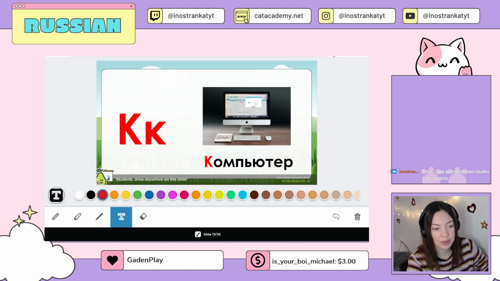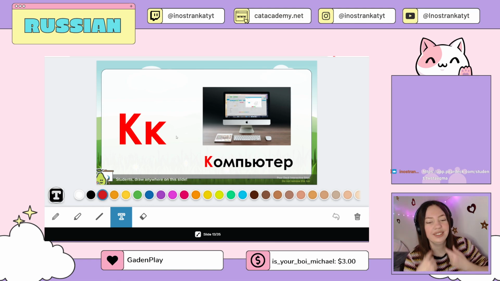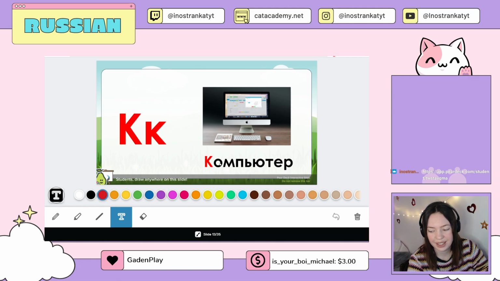Okay, next is pretty easy. We just see the letter, the bukva that we basically know, and the picture that we know, and the only difference maybe is the spelling of this word with Russian letters.